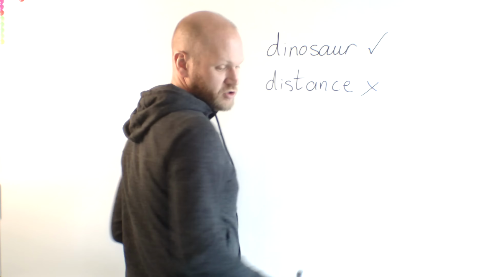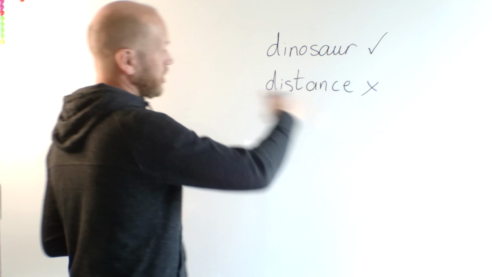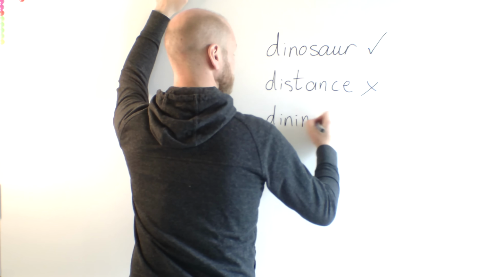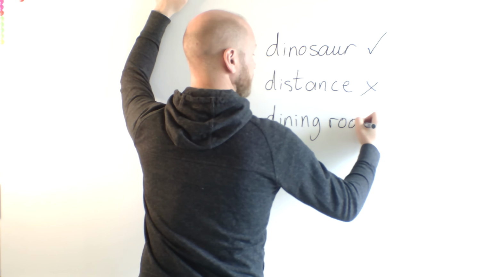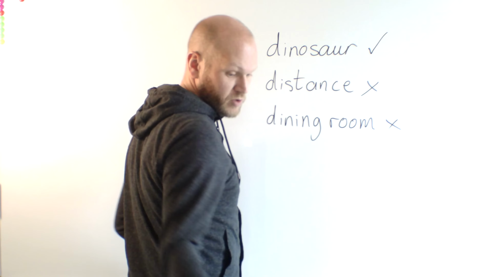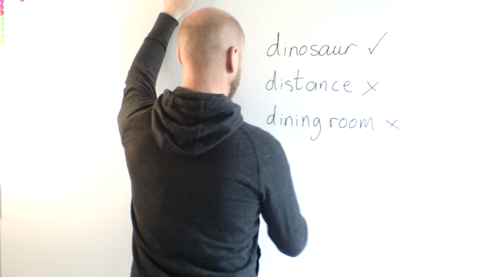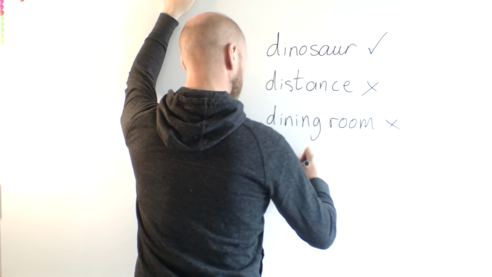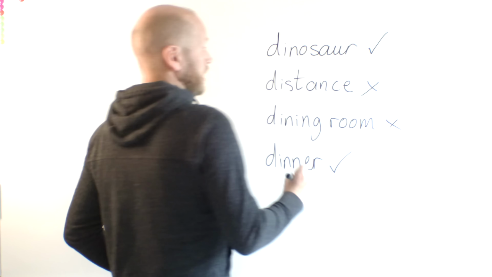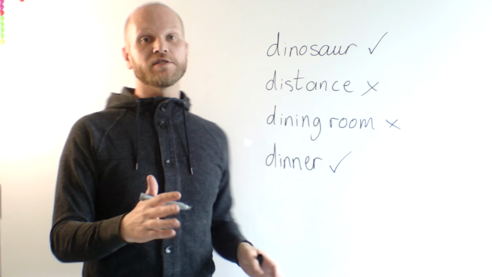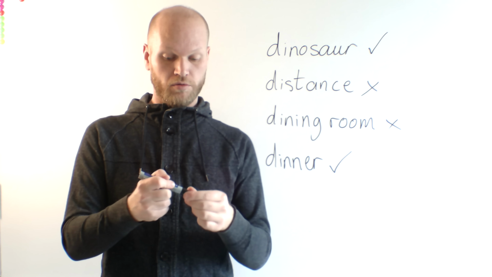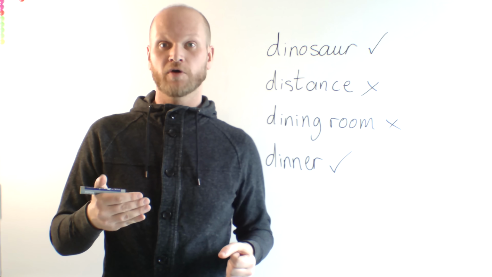Distance, no catch. So something like dinosaur, dining room. So we'll say dining room, no catch. And distance, we can go for dinner, okay? So you can choose any words that you want related to your class, or you can even have the students make up the words, give you the words, okay?